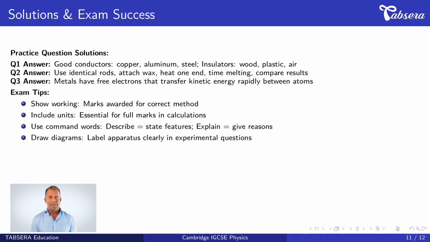Now, exam success tips. First, always show your working even if unsure. Partial credit rewards correct method. Second, include units in every calculation step. Omitting units loses marks. Third, understand command words. Describe means state observable features. Explain means give scientific reasons. Fourth, draw clear diagrams with labels when describing experimental apparatus.